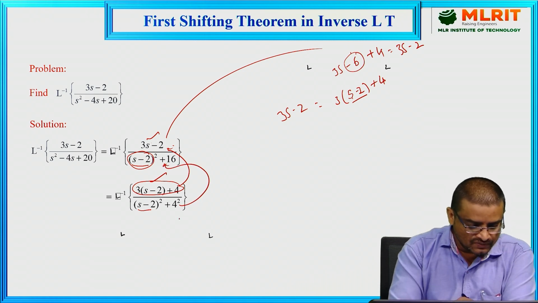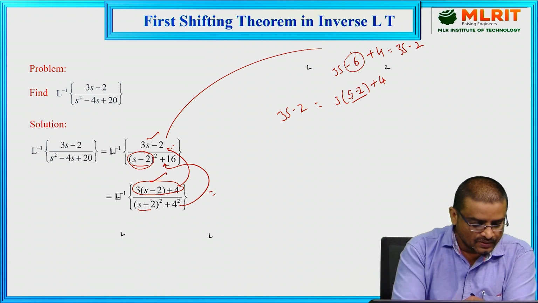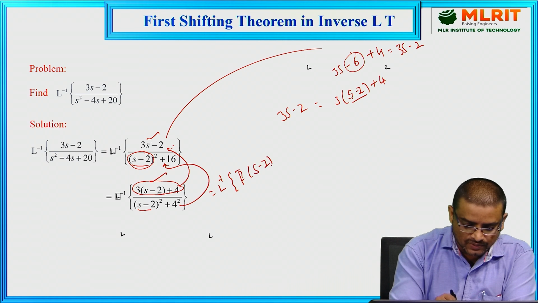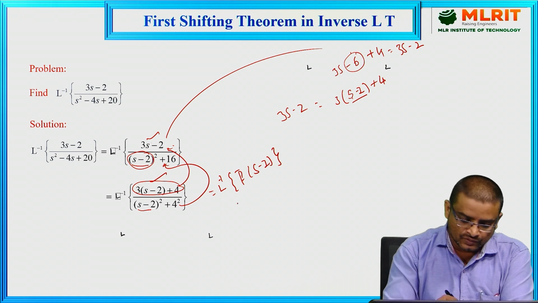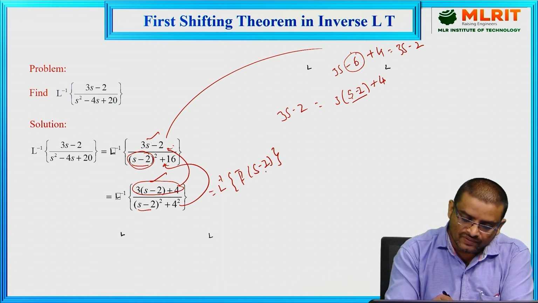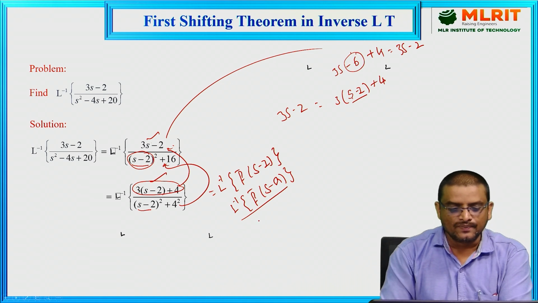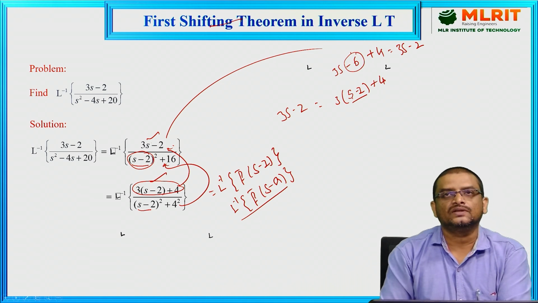Now once you observe this entire function, it is in terms of s minus 2. So we can write this entire function as f bar of (s minus 2), because in place of s here we are having s minus 2. So this L inverse of f bar of (s minus 2) is of the form L inverse of f bar of (s minus a). You can find this formula only in the first shifting theorem.